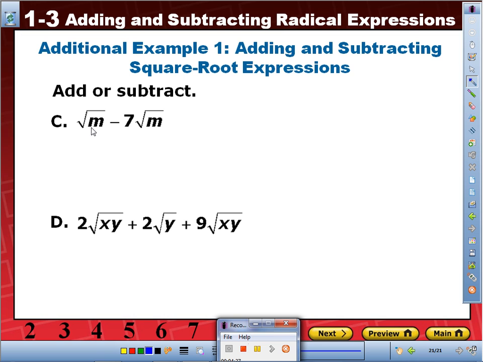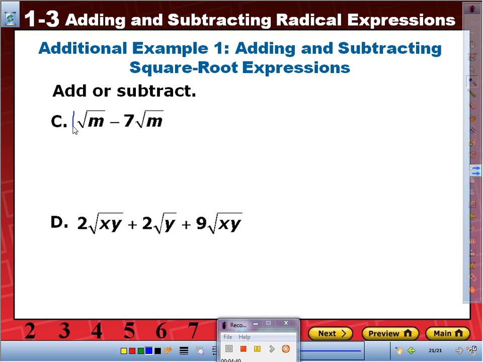Can we simplify this radical anymore? No. However, do they have like terms? Yes. This one, the coefficient is what? 1. So then 1 minus 7, that's negative 6 square root m. And we're done.